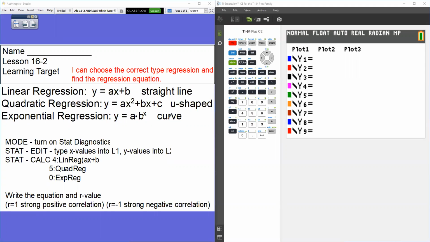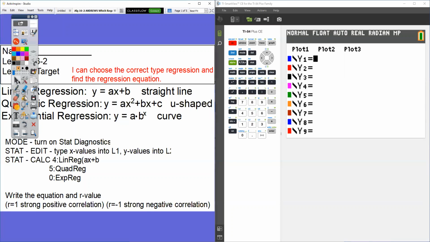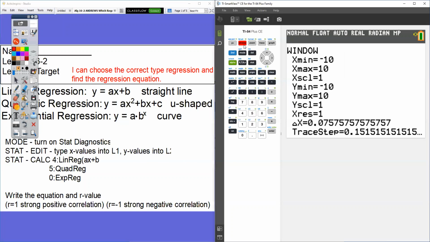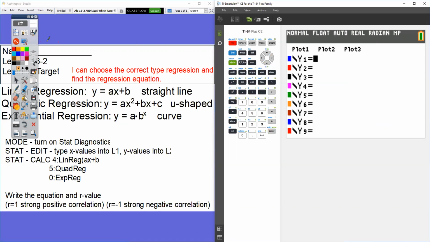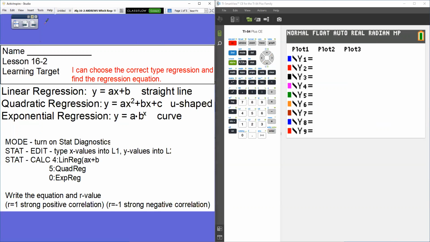The very first thing that you need to make sure that you do, take a look at your calculator, is turn on your stat diagnostics. If your stat diagnostics are not turned on, you won't be able to do the lesson today. So go to mode, go all the way down to stat diagnostics, and make sure that they are turned on. Remember, anytime that you reset the calculator, you always have to go back and turn it on because the default setting is off.